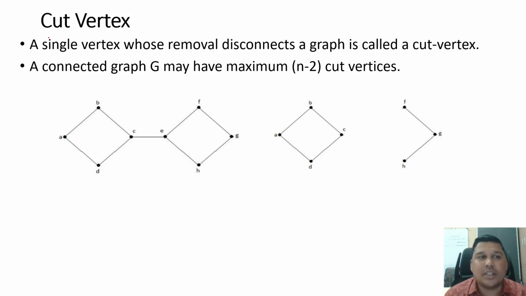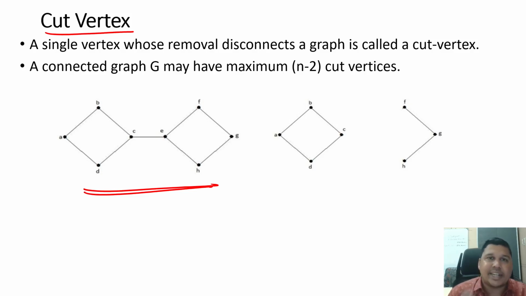The next concept is cut vertex. In a connected graph, what is a cut vertex? A cut vertex is a single vertex whose removal makes the graph disconnected. If there is a connected graph like this and I remove a single vertex, and it makes that graph disconnected, then that vertex is called a cut vertex.